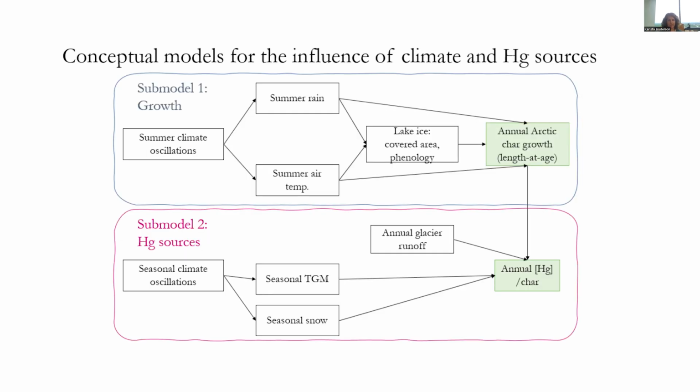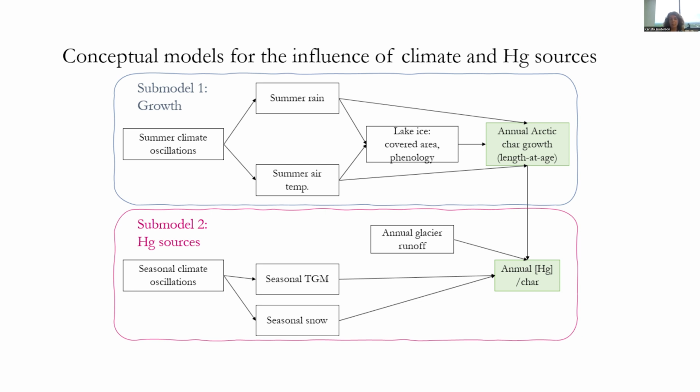So this is a schematic of our modeling process. In our first step, as you can see in the upper model, we are modeling all of the variables that have a direct connection to Arctic char growth. We use length at age as a proxy for growth. So that was our growing season variables: our summer rain, summer air temperature, and the phenology of the lake ice.